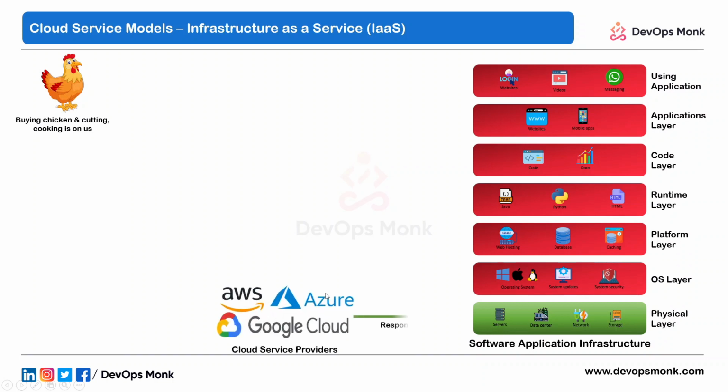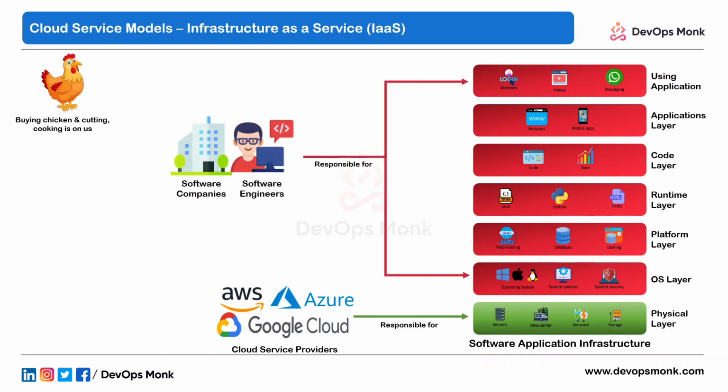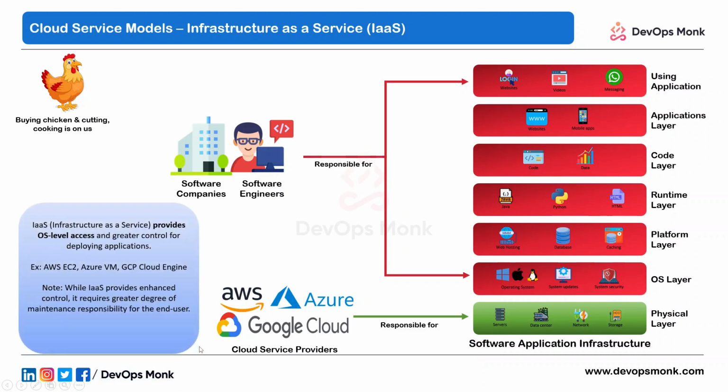But in the infrastructure as a service model, the cloud service provider takes care of the physical layer, like setting up the buildings, servers, and network cables. That leaves us with the responsibility of the other layers, like the OS layer, platform, and application layers. So, if we need control right down to the OS level for running our software applications, infrastructure as a service or IaaS is the way to go. For instance, AWS has EC2, Azure has VM services, and GCP has Compute Engine as examples of IaaS.